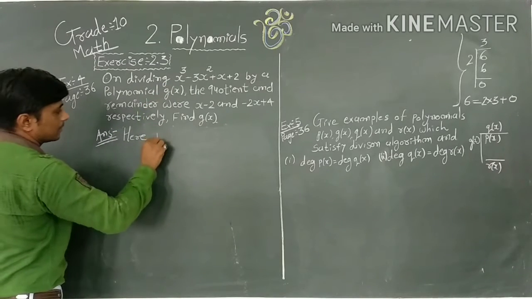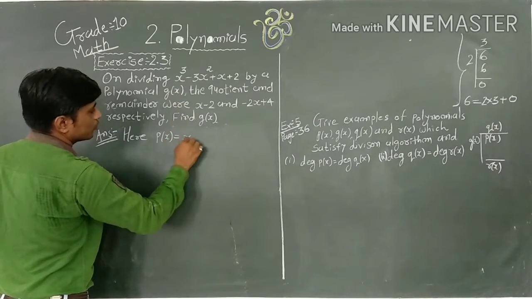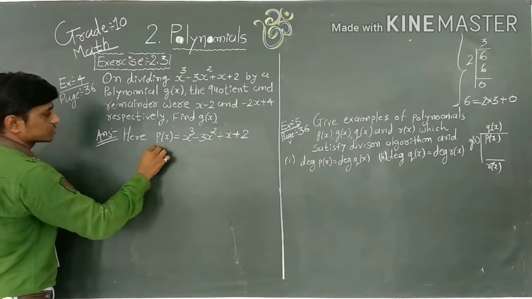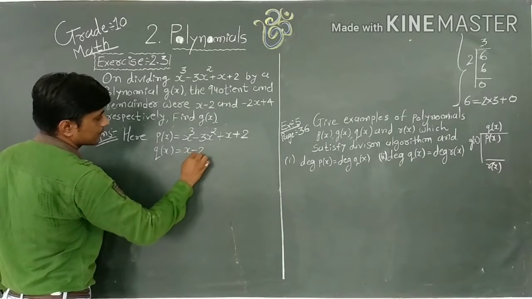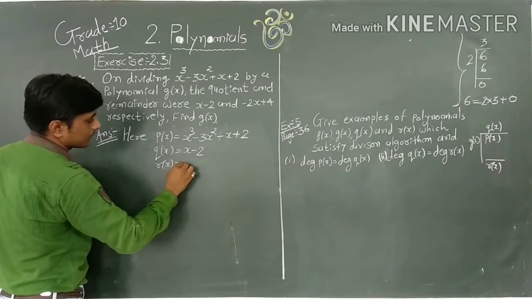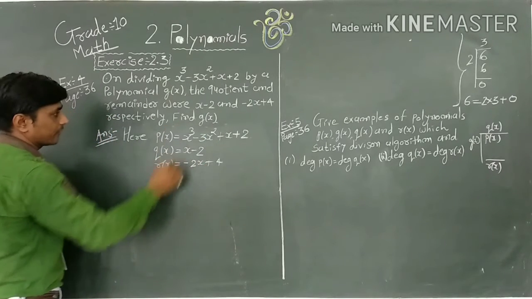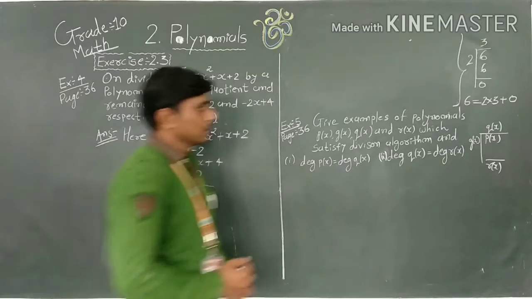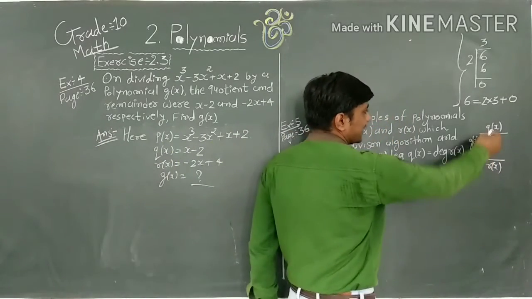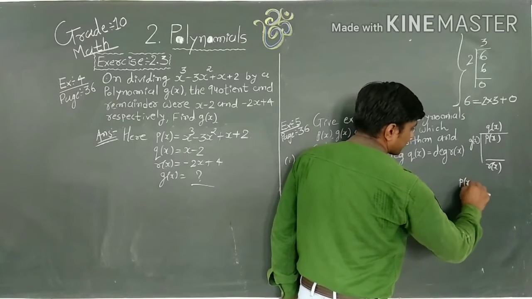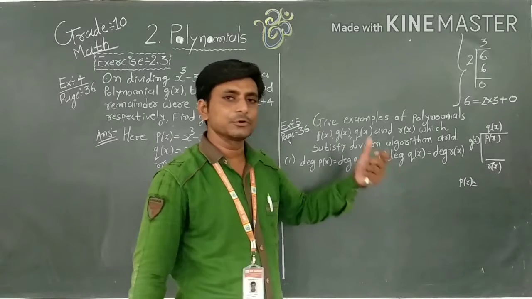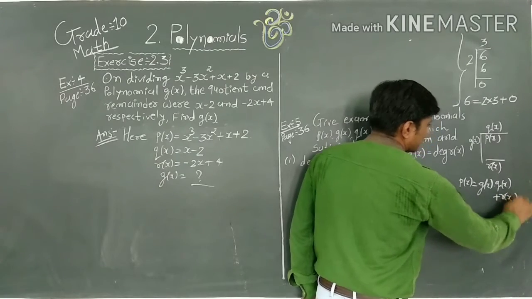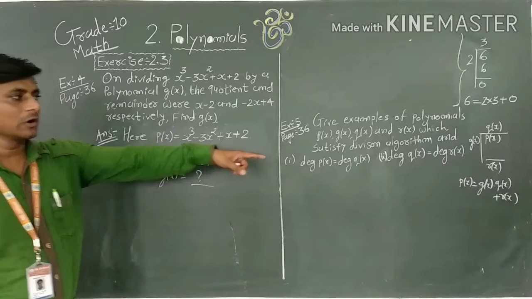Okay, now look here, answer here. What we have: p(x) is equal to x³ - 3x² + x + 2. What is the quotient? q(x) is equal to x - 2. What is the remainder? r(x) is equal to -2x + 4. And we have to find g(x). Okay, now look, what is the relation? Here we write p(x) is equal to the product of these two, divisor into quotient, that is g(x) into q(x), plus remainder. We use this formula here. It is called the division algorithm.